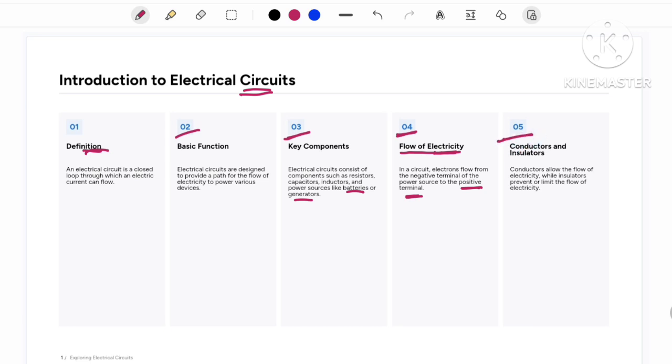So let's see number 5, conductors and insulators of electrical circuit. Conductors allow the flow of electricity while insulators prevent or limit the flow of electricity. This is a very important point. Please note it. Let's move on to another slide.